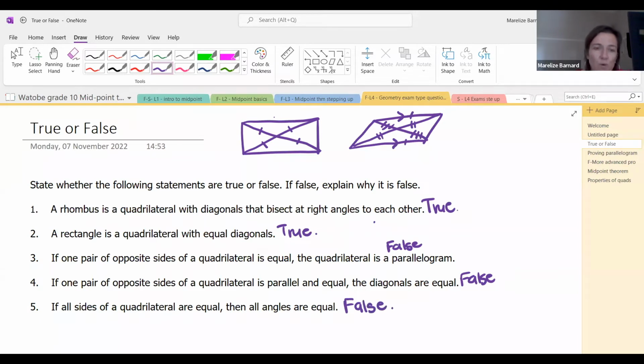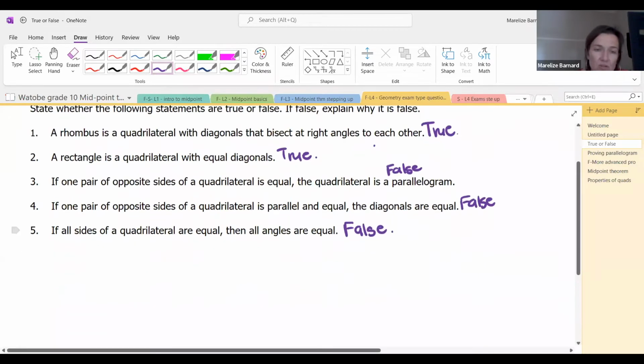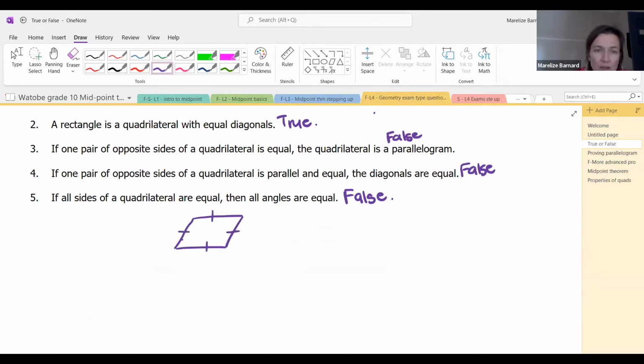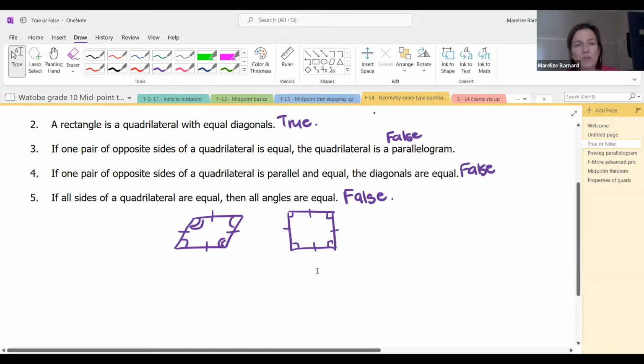It doesn't work for the other, for the rhombus. So the two quadrilaterals with all sides equal are a rhombus and a square. Let's draw them here. And we know that the opposite angles of a rhombus are equal, but not all the angles are equal. And if you go to a square, yes, indeed, all the sides are equal and the angles are 90 degrees. So it's true for a square, but it's not true for everyone, for the rhombus as well.